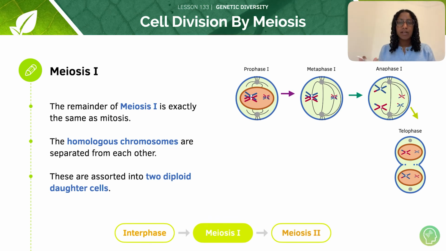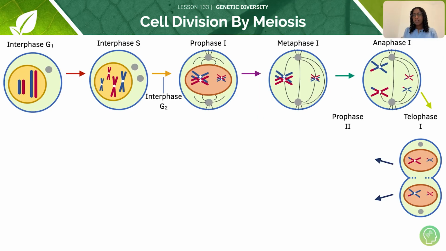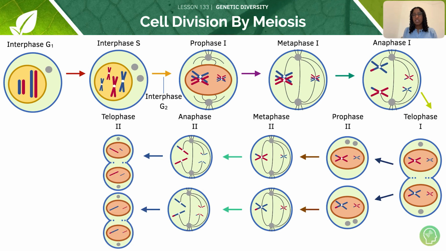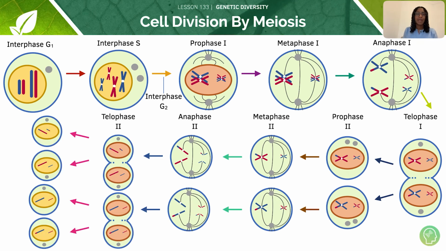Now, the remainder of meiosis I is exactly the same as mitosis. The homologous chromosomes are separated from each other, and these are sorted into 2 diploid daughter cells. And then we enter meiosis II. So again, prophase II, metaphase II, anaphase II, telophase II, and then we get our 4 daughter cells, which are haploid, being formed.